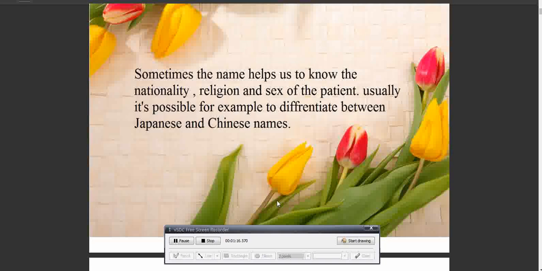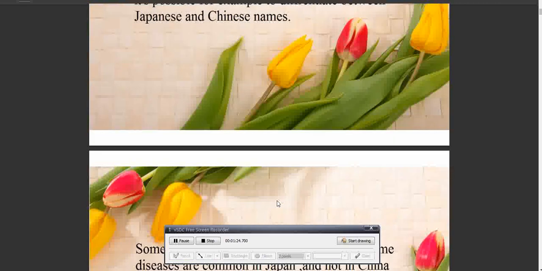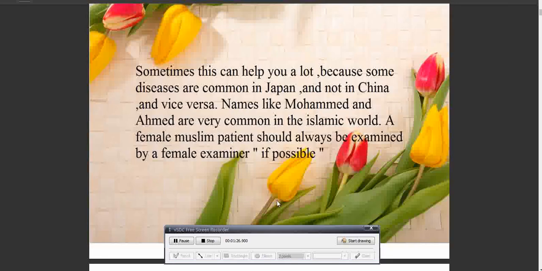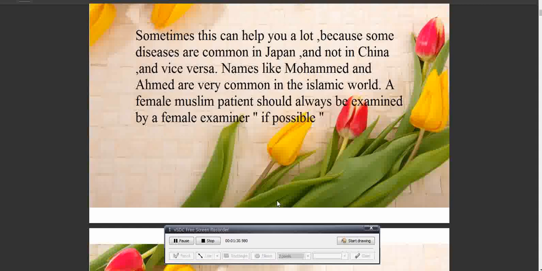Another thing is religion and sex of the patient. Usually it's possible, for example, to differentiate between Japanese and Chinese names. So by that, you will just quickly click on what is there. This one can also help you a lot because some diseases are common in Japan and not in China and vice versa. So names like Muhammad and Ahmed are very common in the Islamic world.